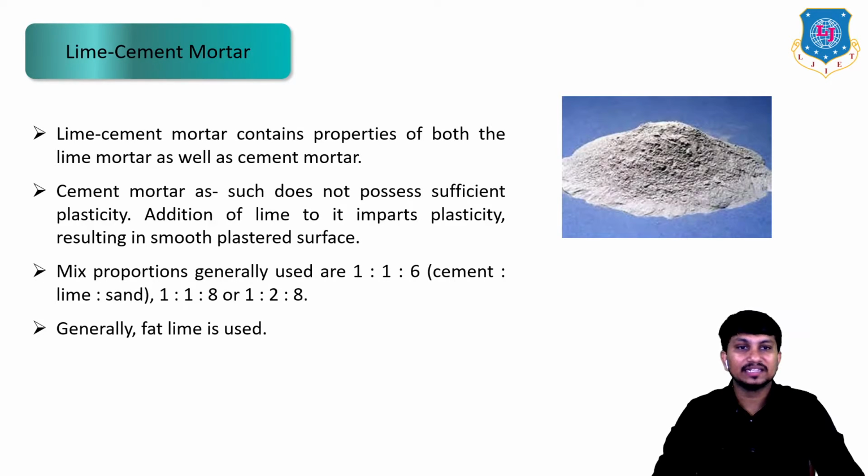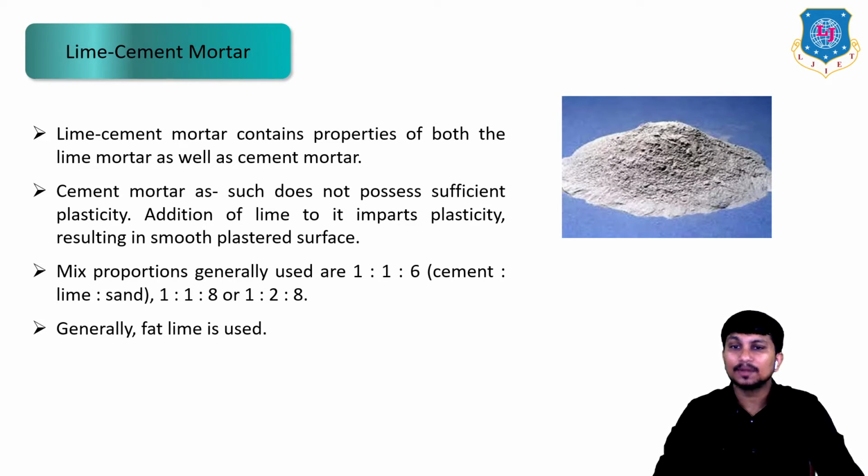The third type of mortar is lime cement mortar. It is the combination of lime and cement. Lime cement mortar contains properties of both lime mortar and cement mortar, because the binding material is lime as well as cement. Cement mortar as such does not possess sufficient plasticity. Addition of lime to it imparts plasticity, resulting in smooth plaster surfaces.